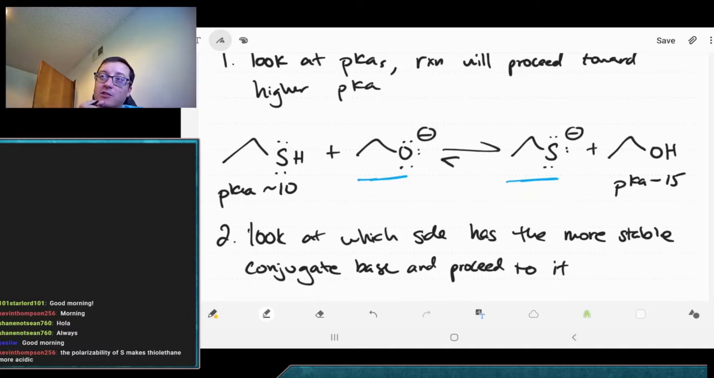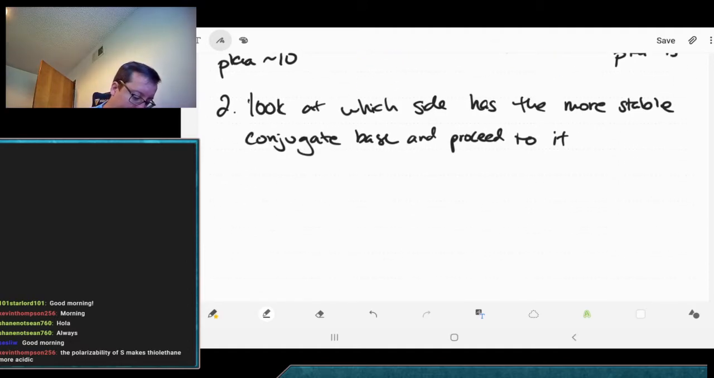Alternatively, we can look at the conjugate base and go towards whichever side has the more stable conjugate base. So either one of those will help you determine where the reaction is going to go if there's some uncertainty. All right, let's do a problem here.